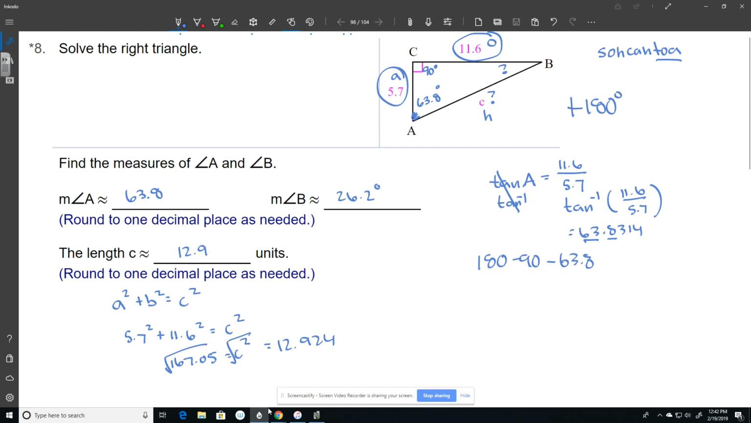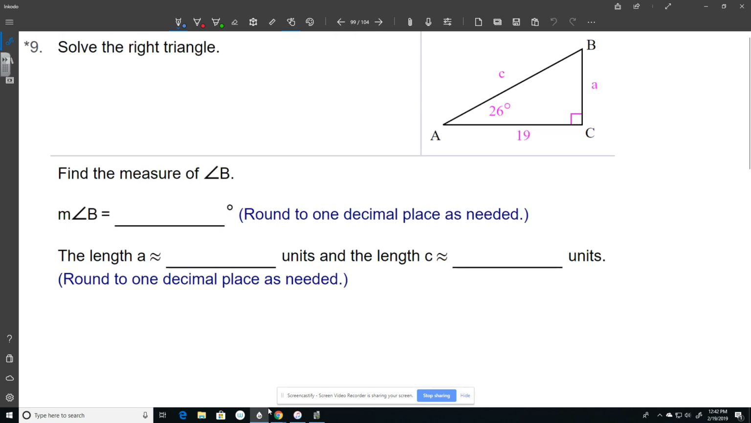Okay, number 9 is similar. It gives you parts of the triangle and wants you to figure out the rest. So it tells me that this is 26 degrees. This one is 90 degrees. And now it wants me to find the measure of angle B. Well, that's easy because I know they add up to 180, which means if I take away 90, I'm left with 90 degrees. And if I take away the 26, I'm left with 64 degrees. So that means this angle up here is 64 degrees.